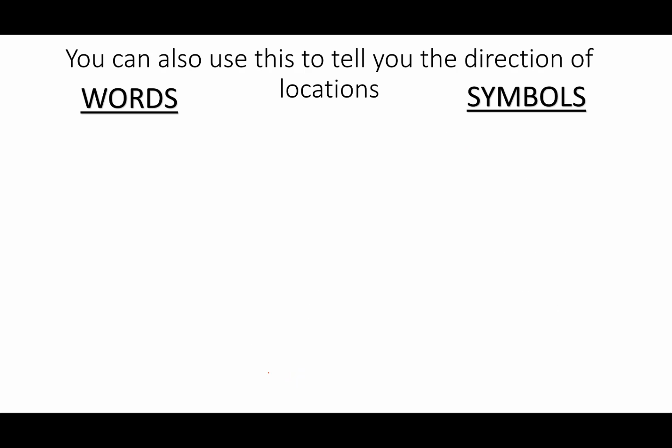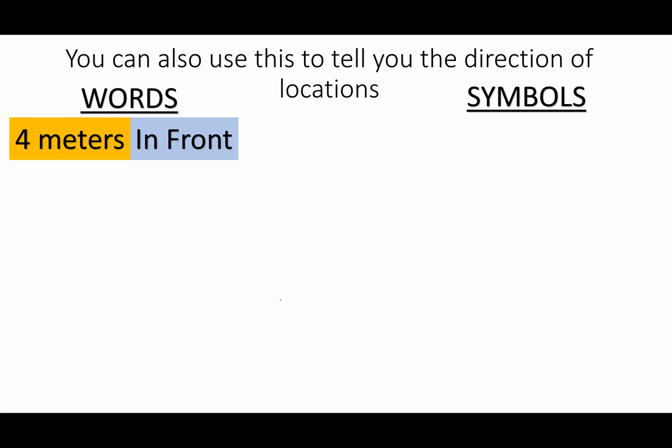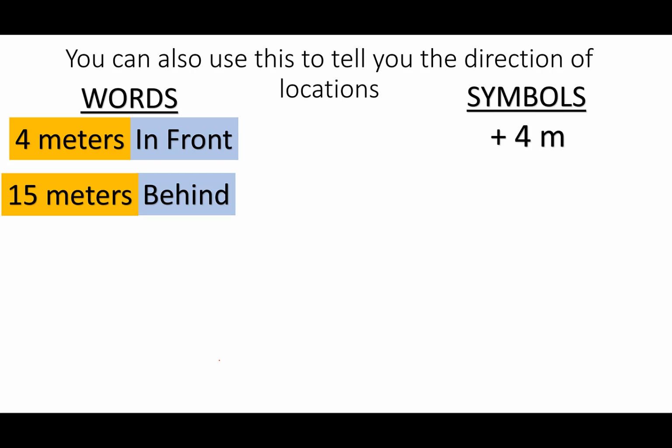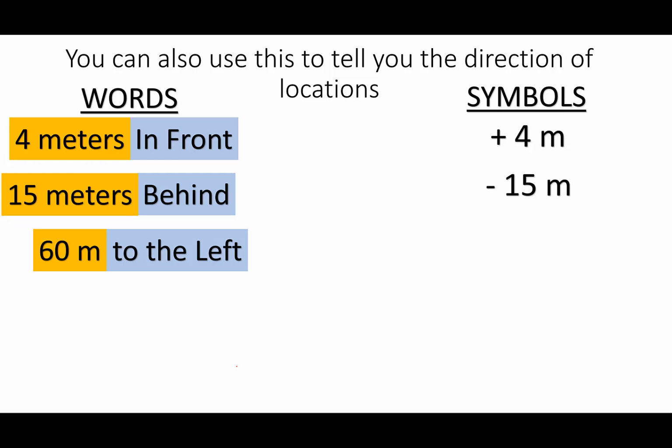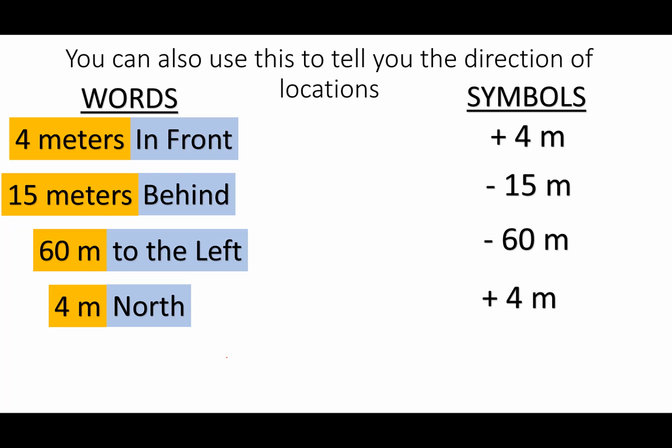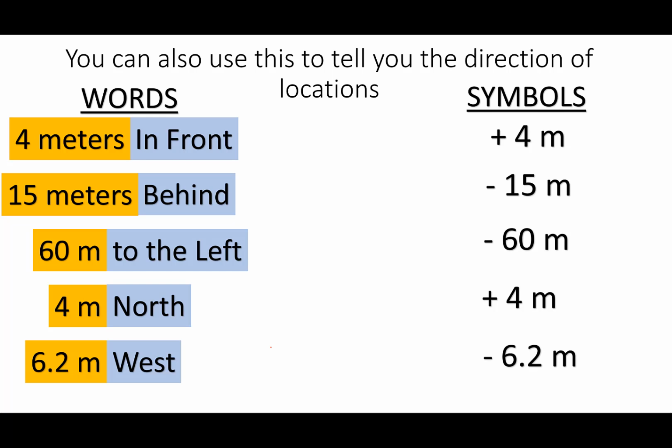You can also do this to tell you the direction of locations. So for example, if I say that something's 4 meters in front of me, I would say it's at positive 4 meters. But if it is 15 meters behind me, I would say it's at negative 15 meters. 60 meters to the left of me, well, I would say that that's negative 60 meters. 4 meters north is going to be positive 4 meters. And then 6.2 meters west is going to be negative 6.2 meters.